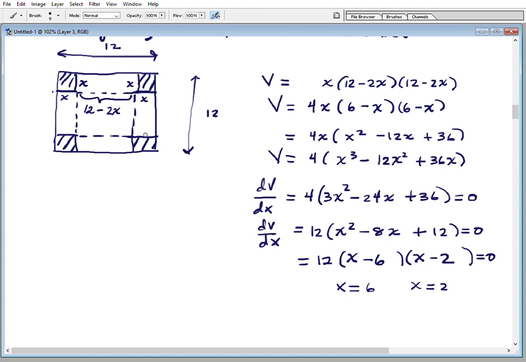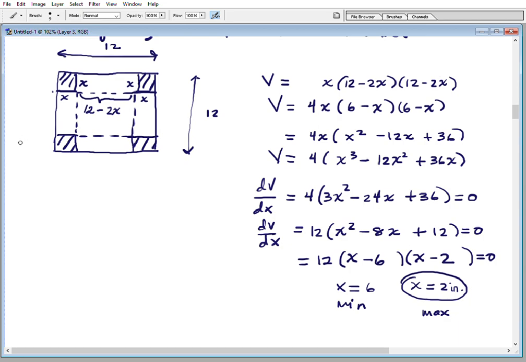If it were 6, that would minimize. 6 is actually a minimum. I'll show you why in a second. And this one's the max. So you're only going to cut out 2 inches here, 2 here. So that's going to be the max. Cut out 2 inches.